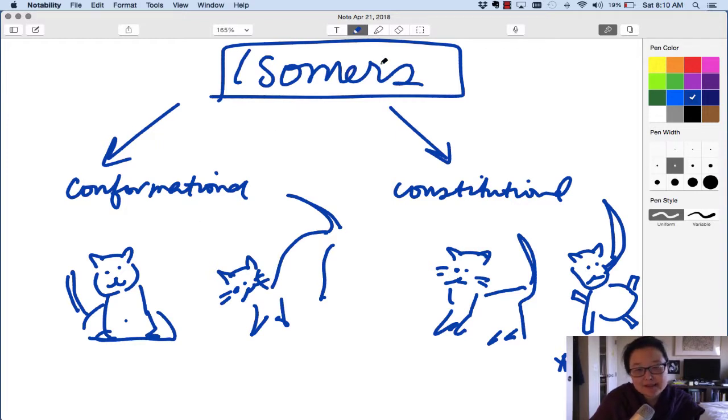But with constitutional isomers, we're talking about different molecules. They have the same pieces and they have the same parts, but they're arranged differently. So here's Ginger walking around, but here's some other cat that had a deformity and has a tail sticking out of its head, or its legs and arms aren't in the right places. So the connectivity is what makes them different, and they're going to have different properties.